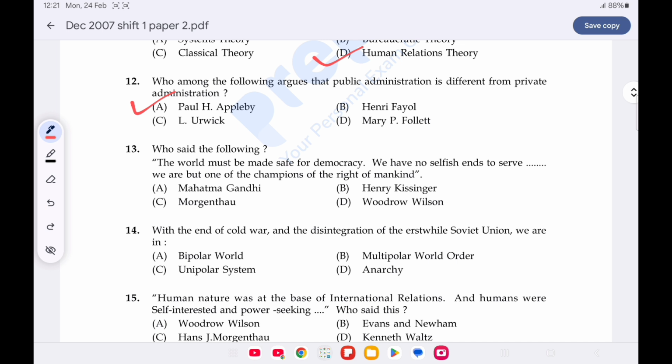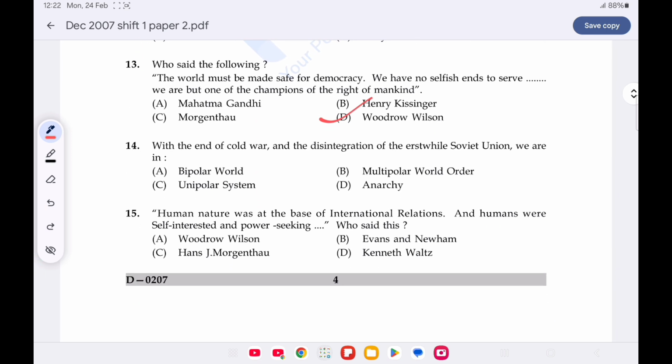Now question number 13. Who said the following? The world must be made safe for democracy. We have no selfish end to serve. We are but one of the champions of the right of mankind. Option D is correct, Woodrow Wilson. Question number 14. With the end of Cold War and the disintegration of the erstwhile USSR, we are in option B, multipolar world order.